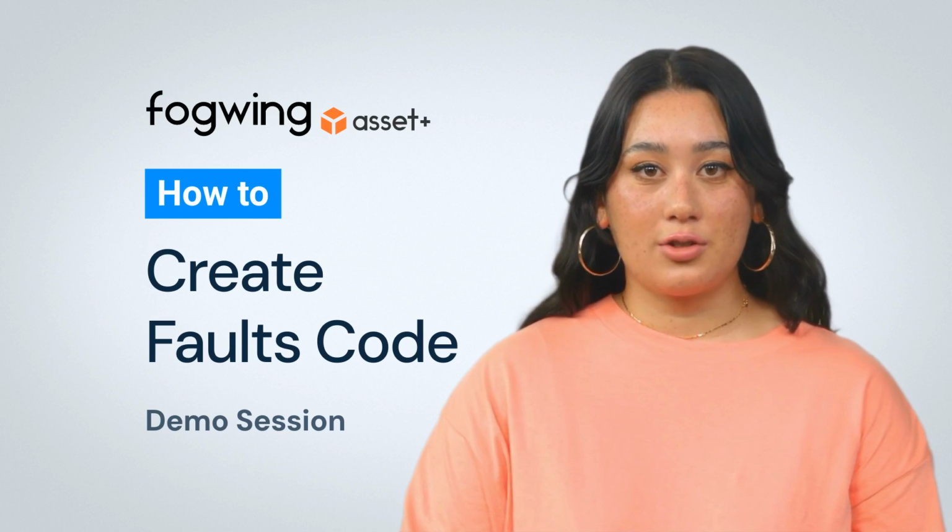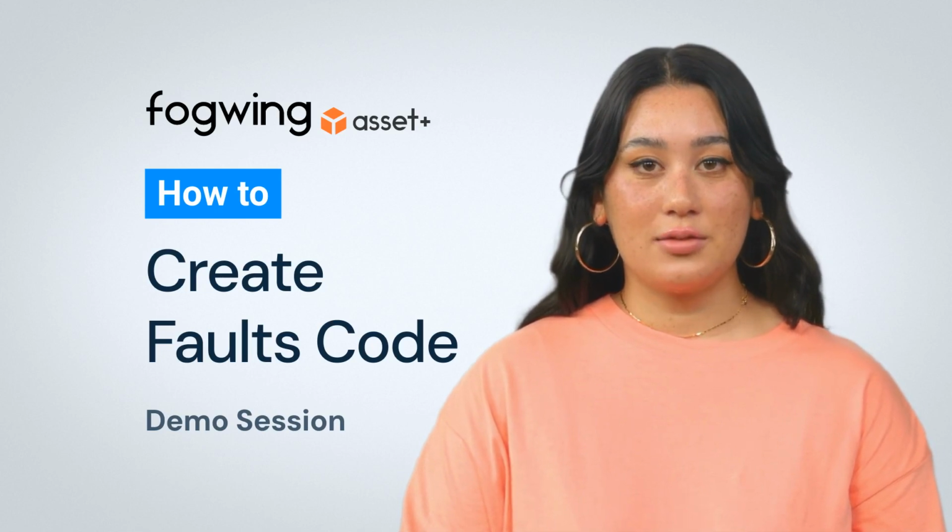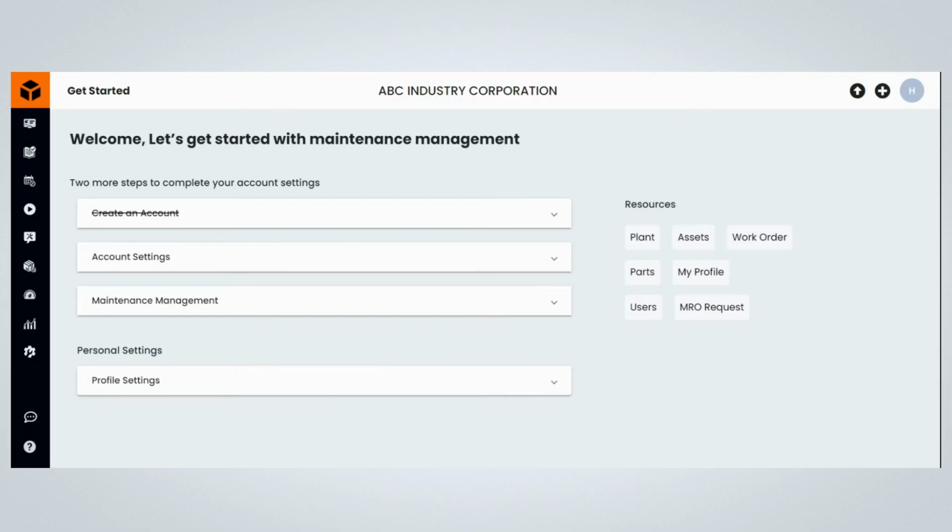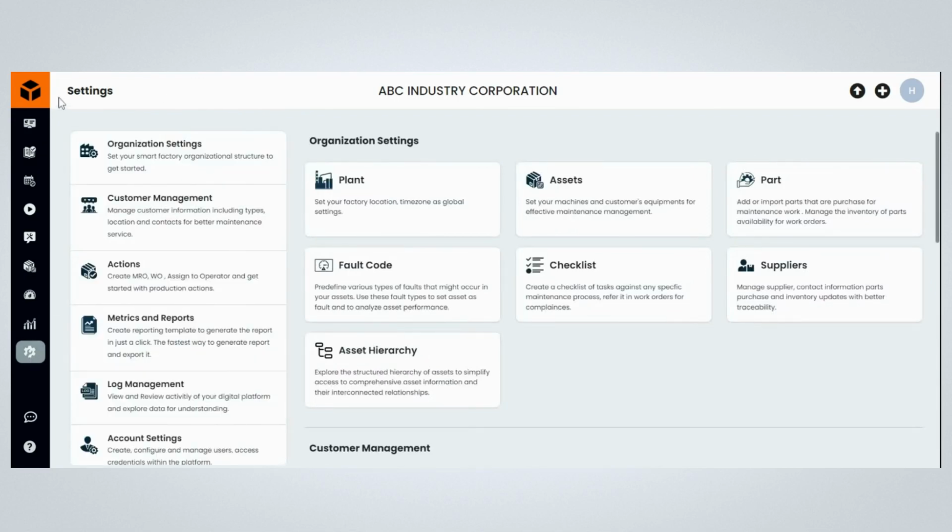Now, I will walk you through how to create a fault code for fault-based maintenance work orders on the Asset Plus CMMS platform during this session. To begin, log into your Fogwing Asset account. Once logged in, click on the Settings icon in the menu to navigate to the Settings page on your Fogwing Asset Plus account.